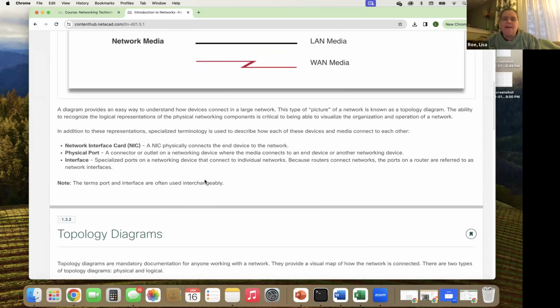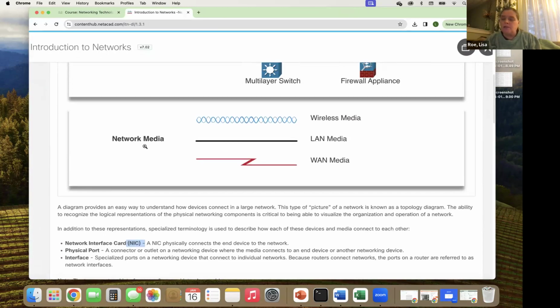Now, every networking device needs what's called a network interface card or a NIC. This is where you plug a cable into, or if you're going to have a wireless, you have a wireless network card in your laptop, for example.